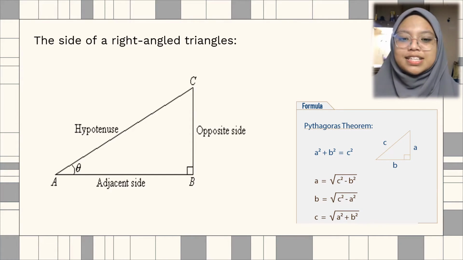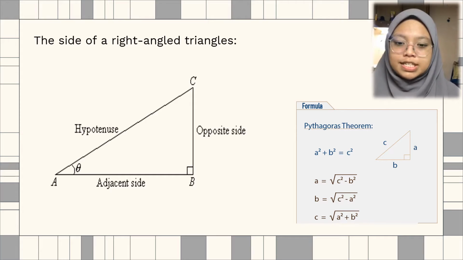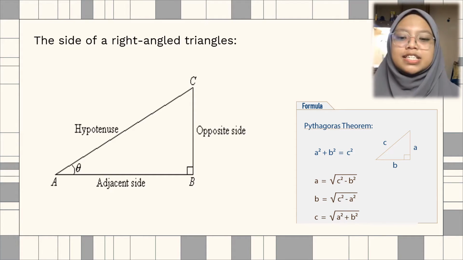The next one is the sides of a right-angled triangle. So here is the right-angled triangle. We have the hypotenuse, the longest side, the adjacent side, and also the opposite side. So we can use the theorem of Pythagoras as a formula.